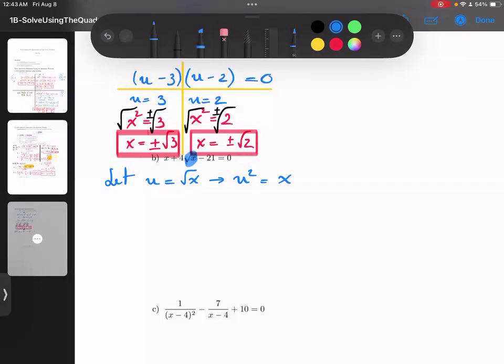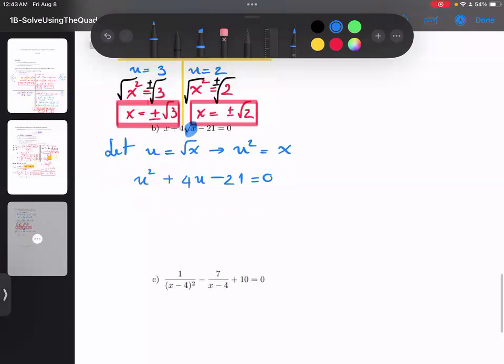Then I'm going to rewrite this in terms of u. So instead of x, it's going to be u squared, plus 4 instead of the square root of x, it's going to be u, minus 21 equals 0. And you know how to do this. Two numbers that multiply to negative 21 and add to 4. Plus and minus, right? Minus 4 plus 8. Here, either u equal 4 or u equal negative 8. Does that make sense? I skipped the part u minus 4, u plus 8.